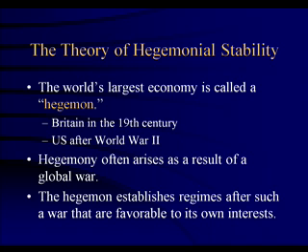Hegemony often arises as a result of a global war. The countries that are defeated or are weakened by war tend to decline. Countries that are victorious or otherwise insulated from the effects of war tend to become hegemonic. The hegemon establishes regimes after global wars that are favorable to its own interests. The British did that after the Napoleonic Wars that ended in 1815. The United States did that after the end of World War II in 1945.